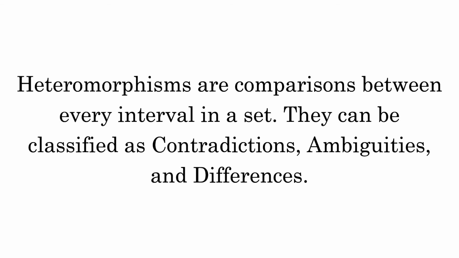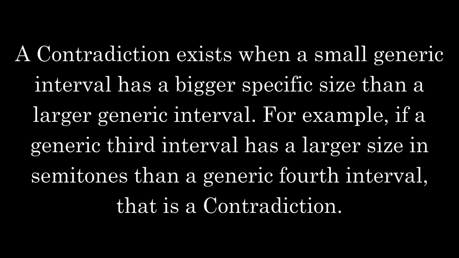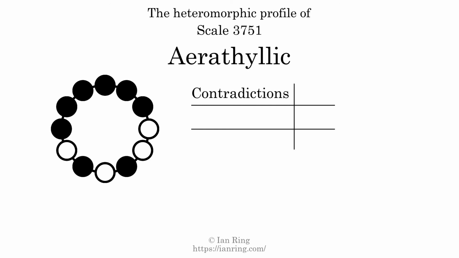Heteromorphisms are comparisons between every interval in a set. They can be classified as contradictions, ambiguities, and differences. A contradiction exists when a small generic interval has a bigger specific size than a larger generic interval. For example, if a generic third interval has a larger size in semitones than a generic fourth interval, that is a contradiction. The number of contradictions in this scale is 59.